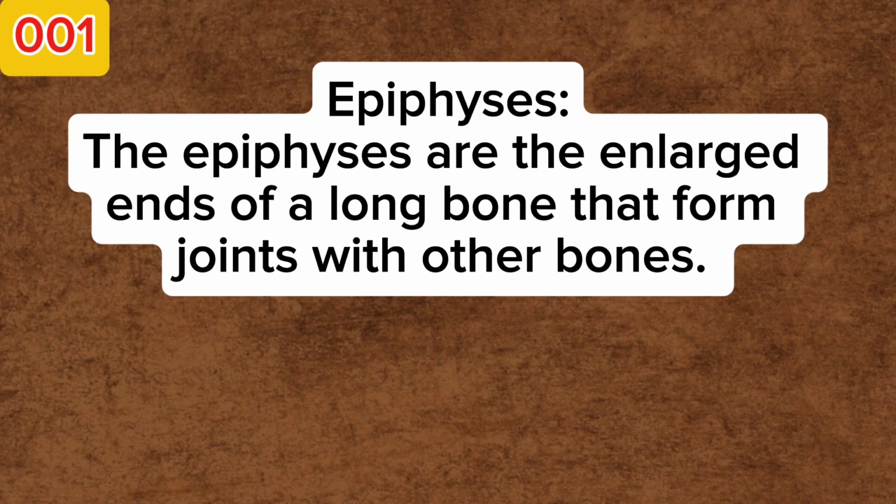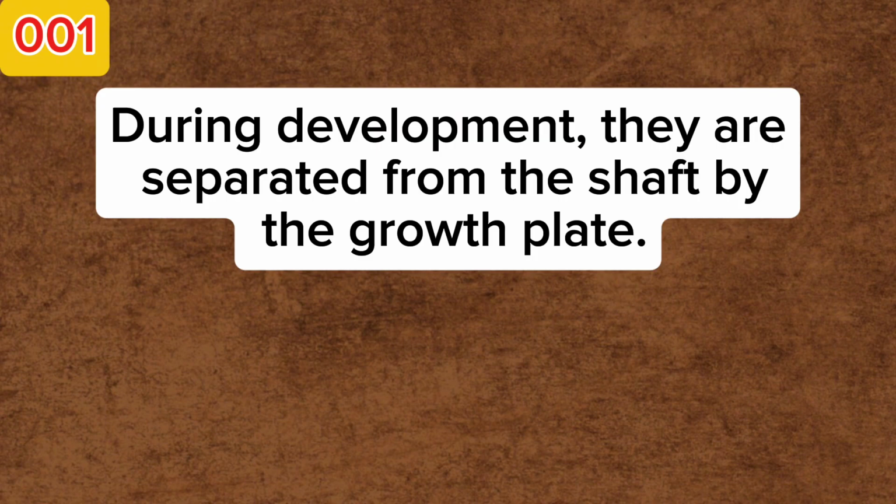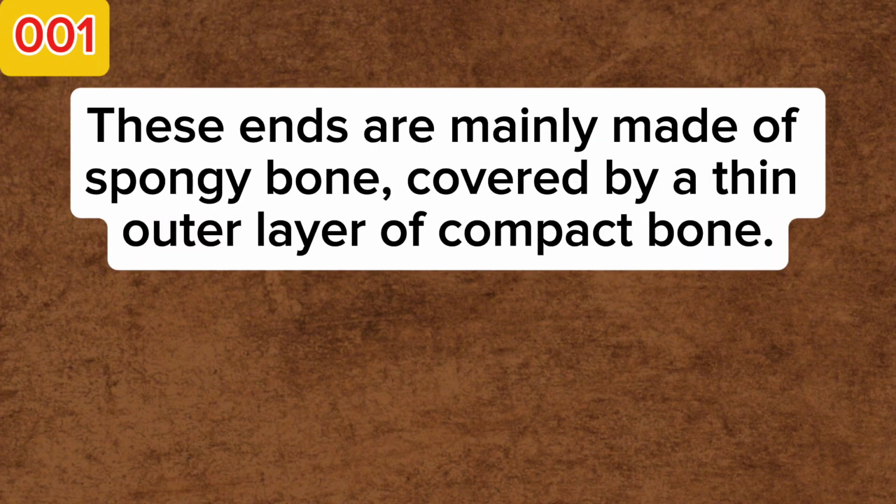Epiphyses. The epiphyses are the enlarged ends of a long bone that form joints with other bones. During development, they are separated from the shaft by the growth plate. These ends are mainly made of spongy bone, covered by a thin outer layer of compact bone.